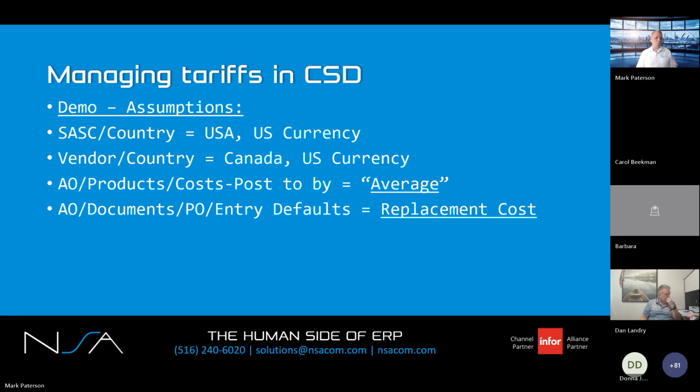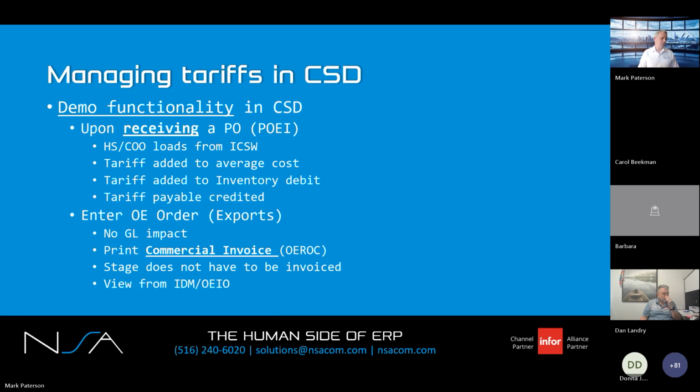I'm posting to the GL by average, which is also the most common setup. And when I enter a new PO, the price or the cost that loads on a PO line is the replacement cost. So this is my scenario. Now let's go and do a PO.